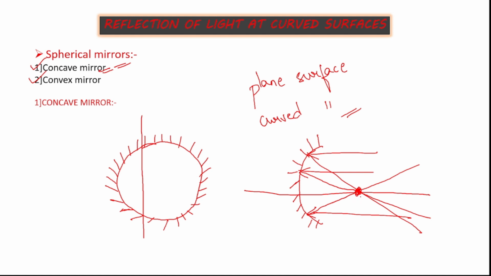So this mirror is also called a converging mirror. Okay, so concave mirror is also called a converging mirror. Why? All the reflected rays are meeting at one point, that is, they are converging to one point. So this mirror is called a converging mirror. Okay, so what about convex mirror? Let us see what is convex mirror.